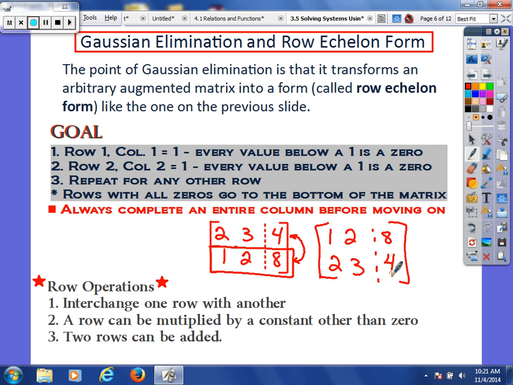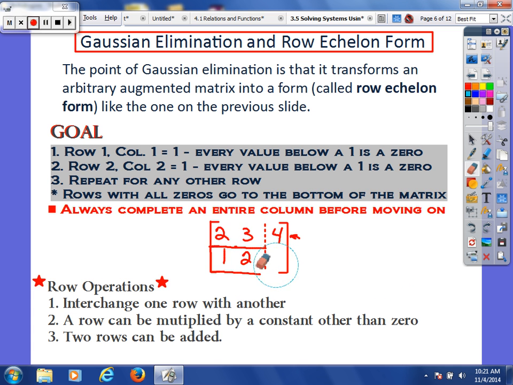You can do that anytime because it doesn't matter what order the equations are written in. But now I've achieved my 1. That's one way of looking at it. So you can do any kind of row interchange if you need to. Sometimes you won't need to. You won't use that one a whole lot. You'll use a lot more of number 2 and number 3 because that's how you get your 0s and your 1s. Now, number 2 of the row operations: a row can be multiplied by a constant other than 0.